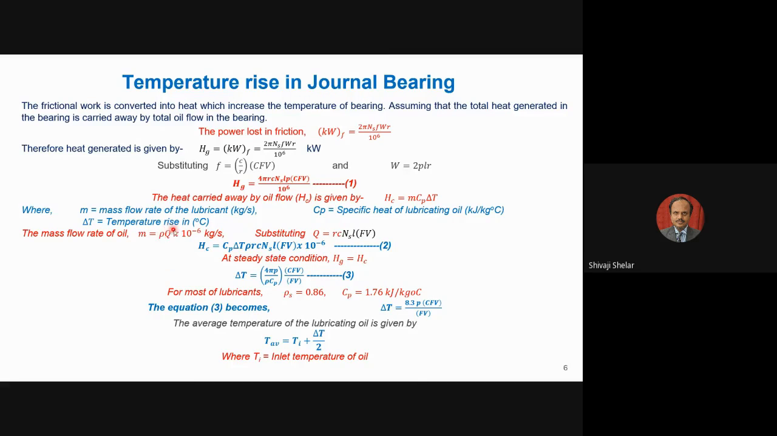Since we are using Q here in millimeter cube per second, to convert into kg per second, and this rho will be used in gram per centimeter cube. To convert everything, we are multiplying here by 10 to minus 6. Then again we have to put Q.